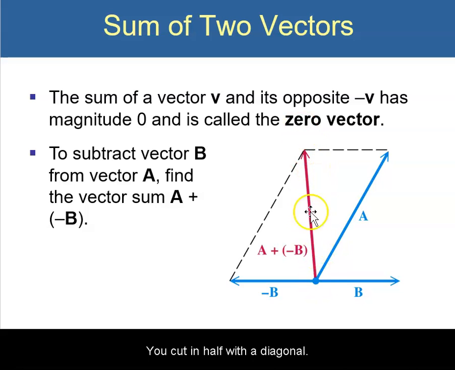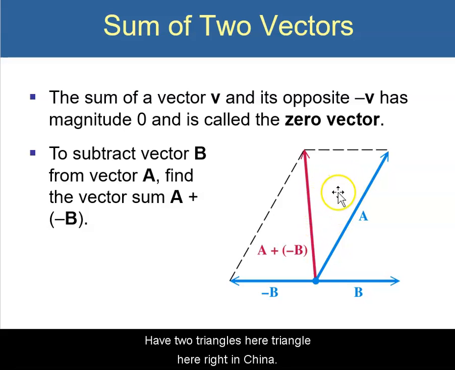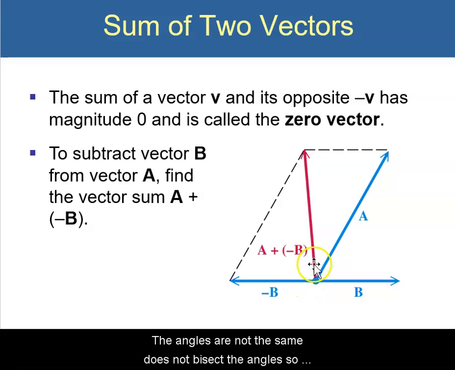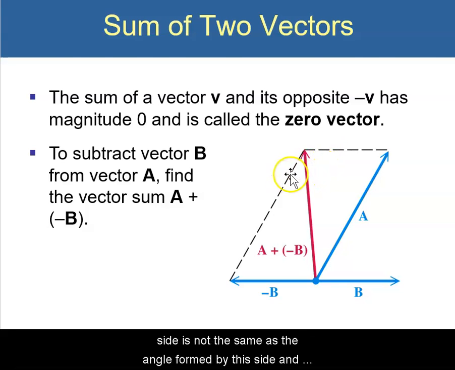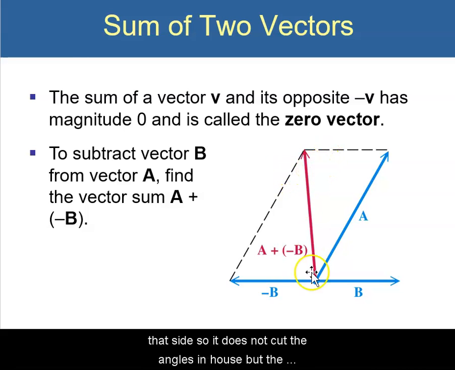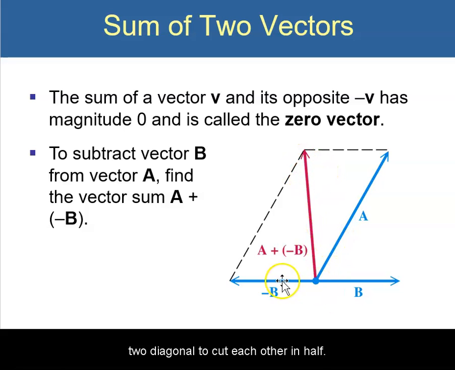However, you have the parallelogram. You cut it in half with a diagonal, and you can see you have two triangles here. The angles here are not the same. It does not bisect the angles. So this half of an angle here from this side to this side is not the same as the angle formed by this side and that side. It does not cut the angles in half, but the two diagonals will cut each other in half.